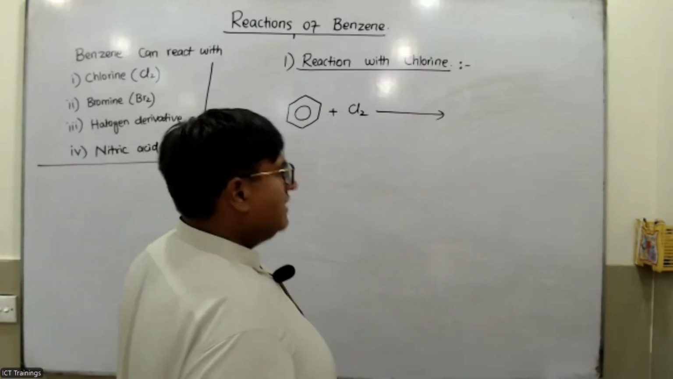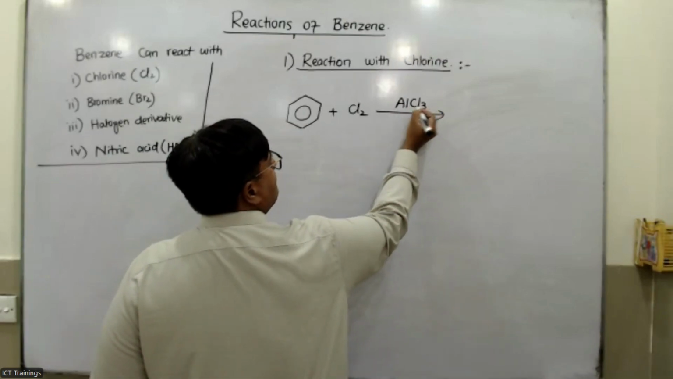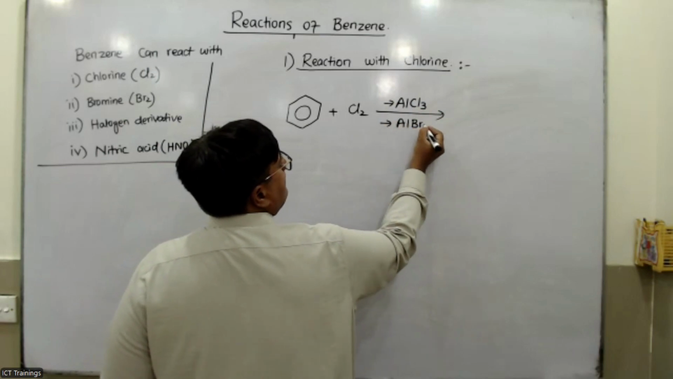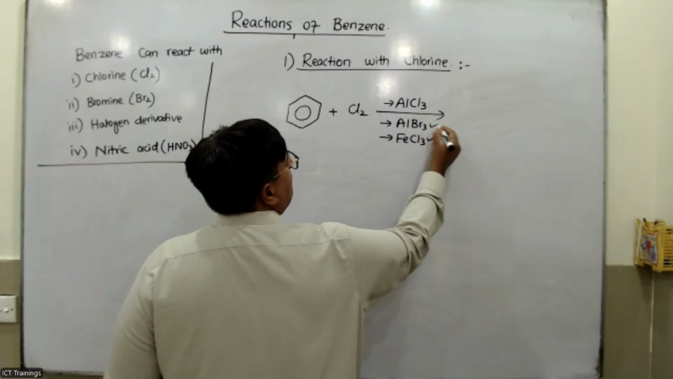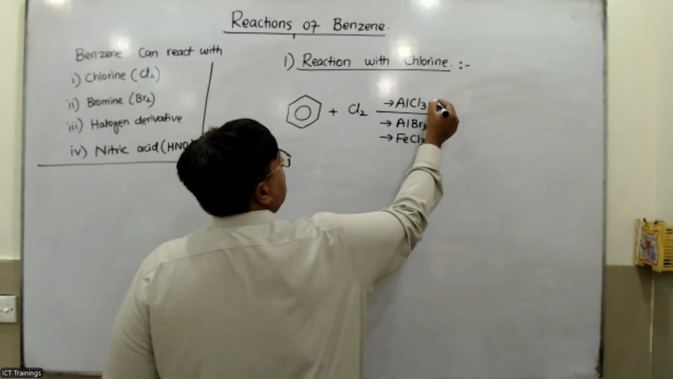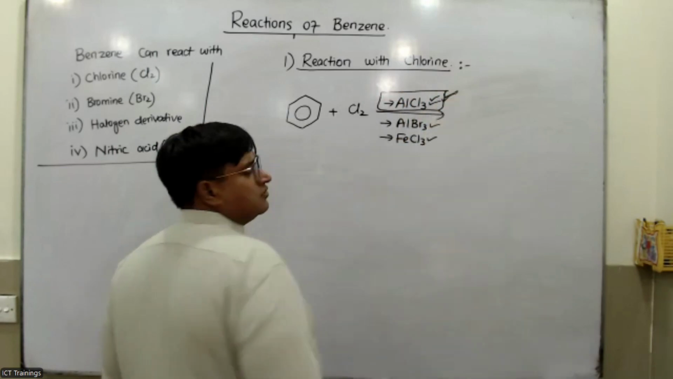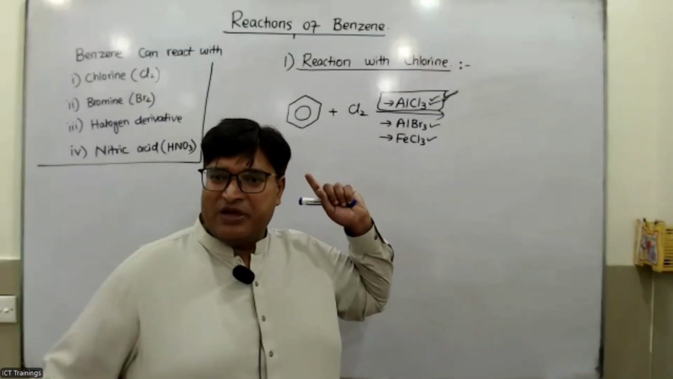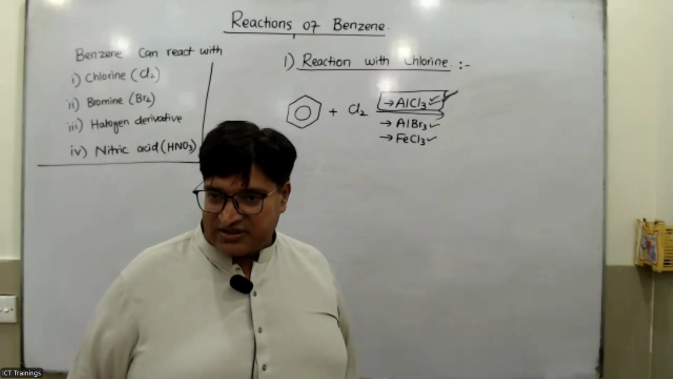To make it an abnormal electrophile, we use a catalyst which is called AlCl3. We can use AlBr3. We can use FeCl3. So these three catalysts are used, but I would suggest you use AlCl3. This is more powerful, but you can use these two as well. In the paper he could sometimes write AlBr3 and FeCl3 as well.